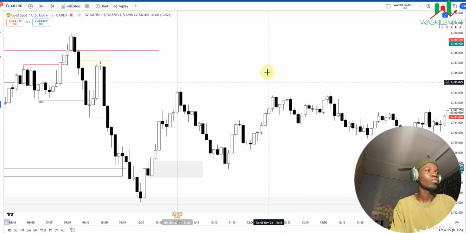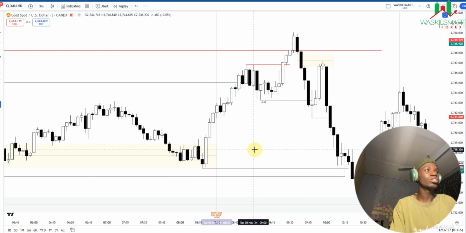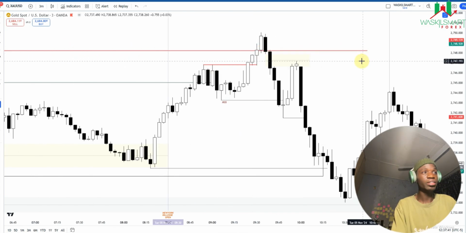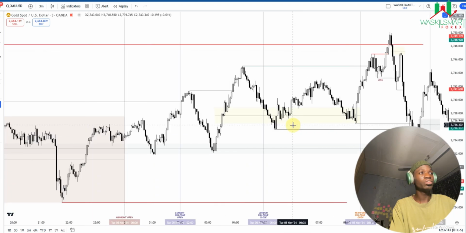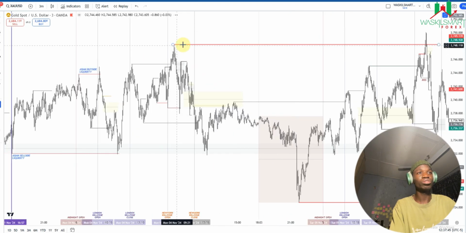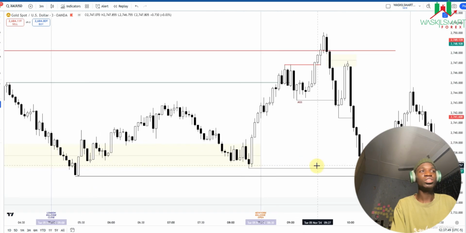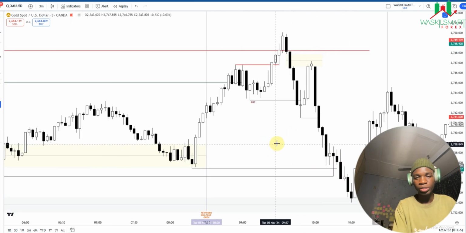So this is where market took out the liquidity on the 15-minute chart. That's the previous day high I was talking about. That's when market took out the liquidity. So when we drop to the 3-minute chart, we want to see a market structure shift with a displacement so that I can have a fair value gap and be a seller.